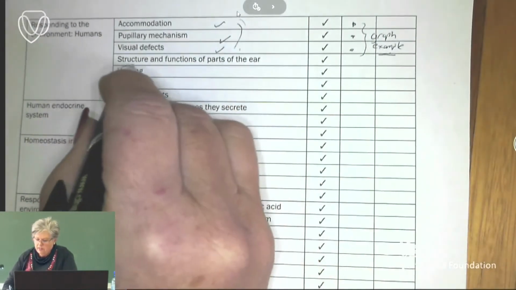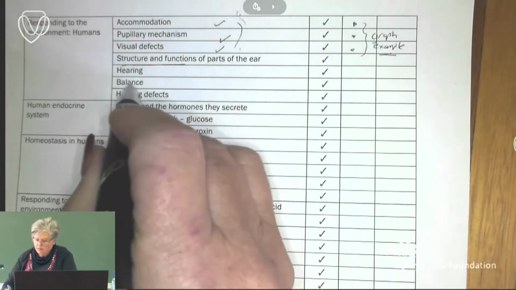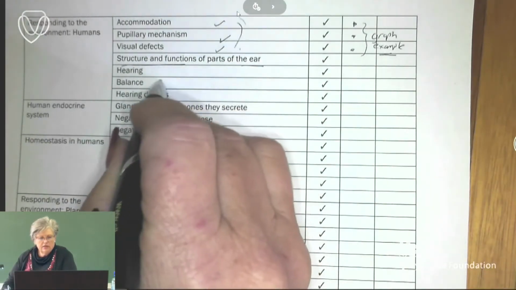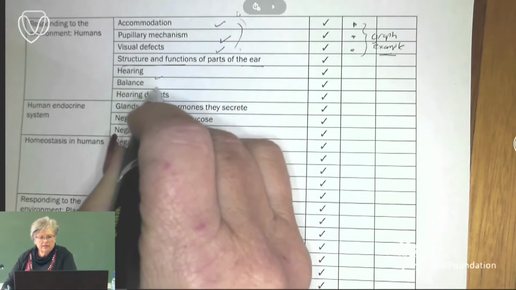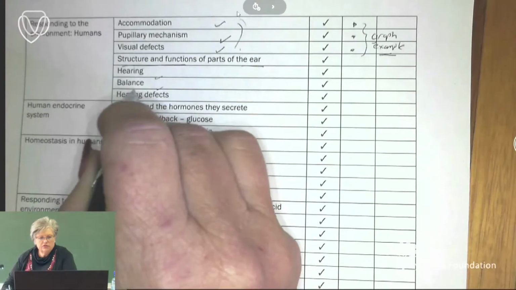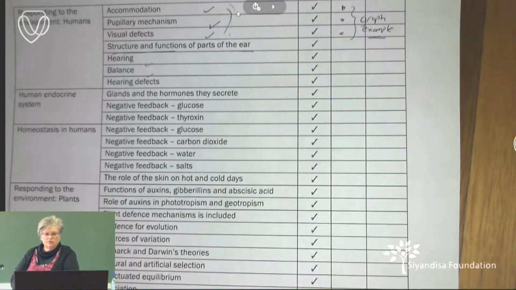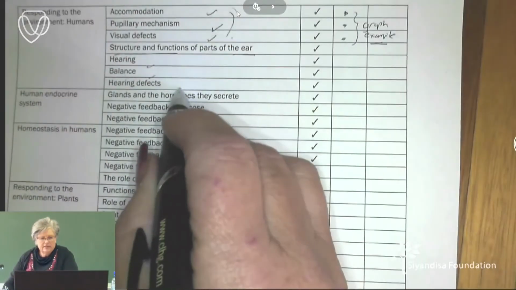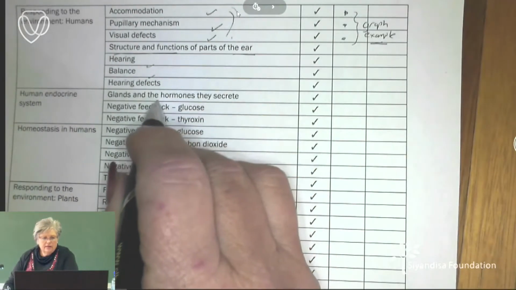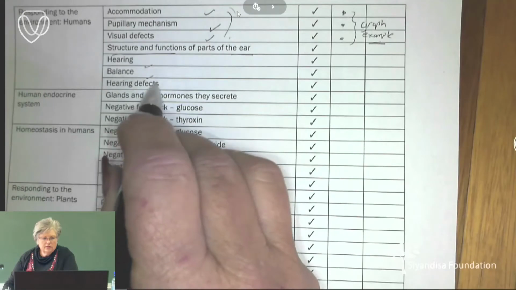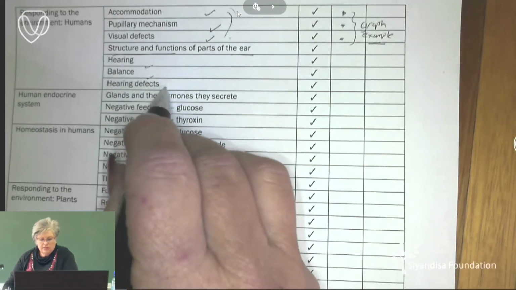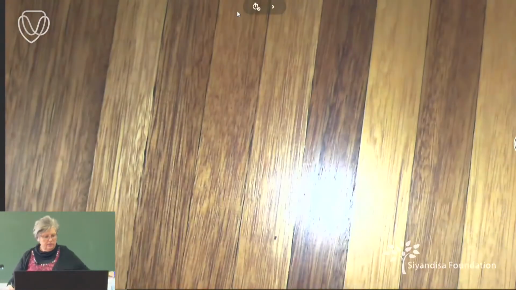Then we know the structure of hearing, the structure of the ear. We know hearing and balance. You must be able to differentiate between the two of them. Then the different hearing defects. So that is the parts that we're going to look at at the moment.